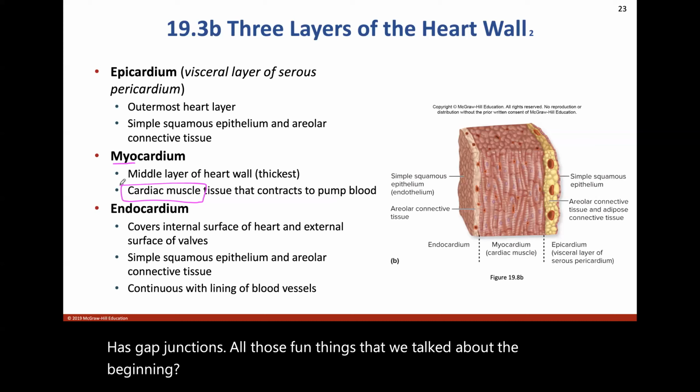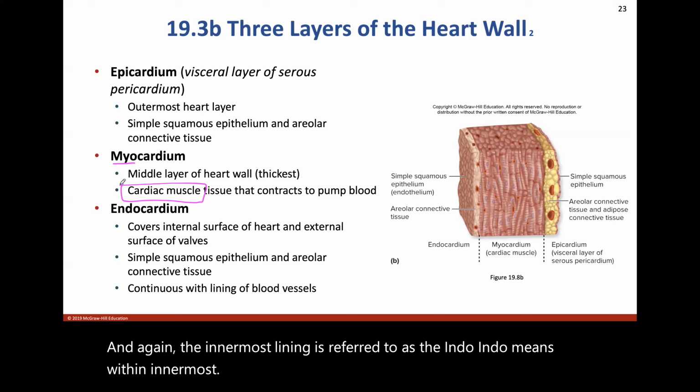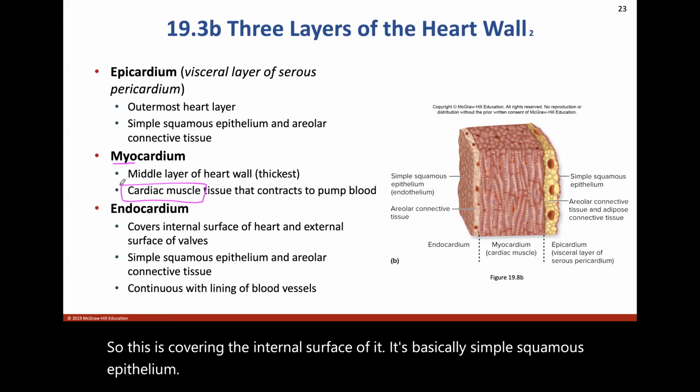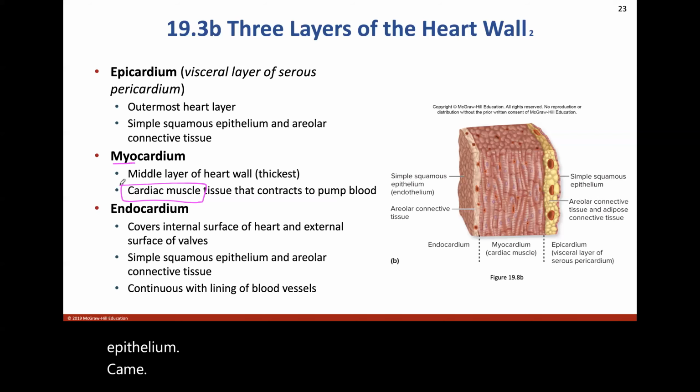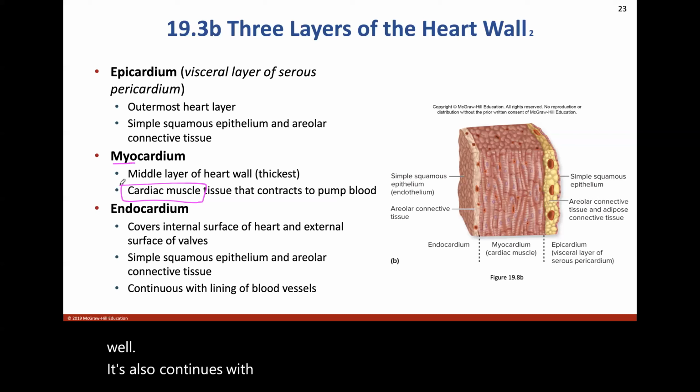And again, the innermost lining is referred to as the endo. Endo means within, innermost. So this is covering the internal surface of it. It's basically simple squamous epithelium. That's that endothelial lining. It's continuous with the blood vessels as well. It's also continuous with your valves. So the valves are an extension of that endocardium.